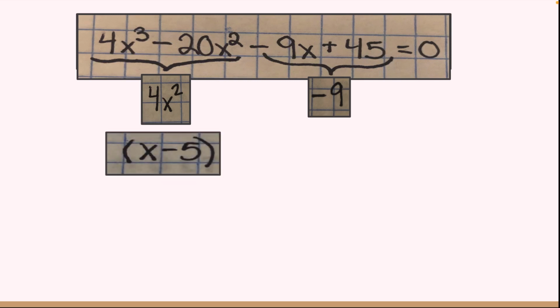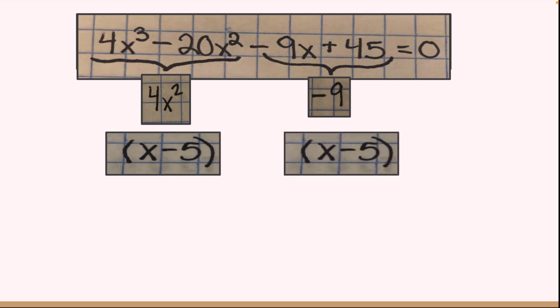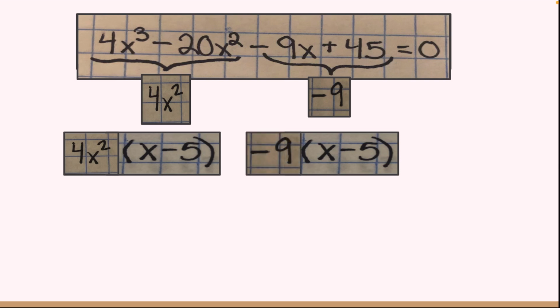And then this one, negative 9 goes into negative 9x 1 time, and that is with the x. And negative 9 goes into 45 5 times, so x minus 5. After we have these two parentheses, we need to get those GCFs and put those in front of the parentheses that came out. So 4x squared goes in front of this x minus 5, and negative 9 goes in front of x minus 5 too.